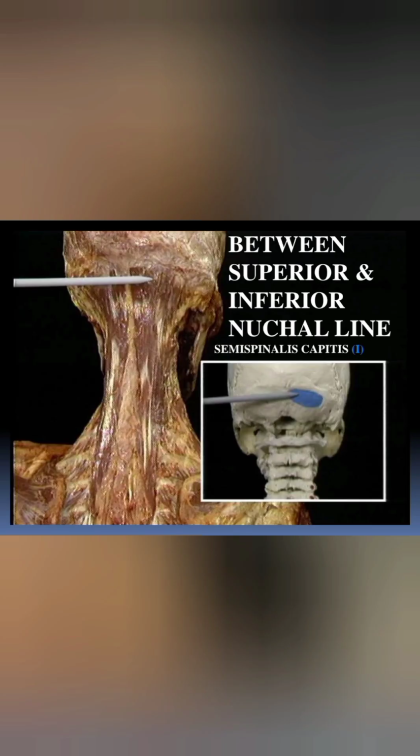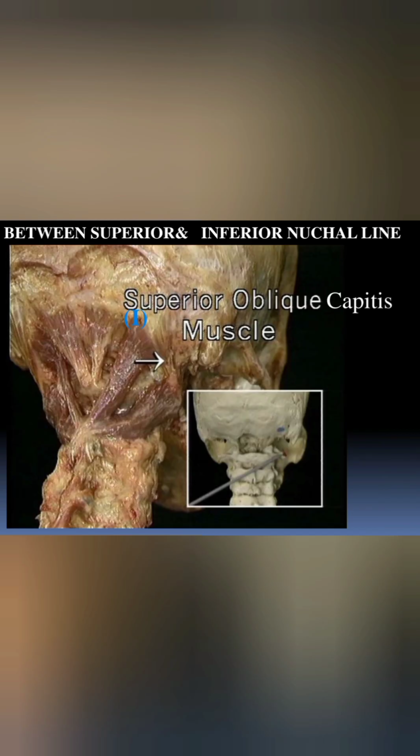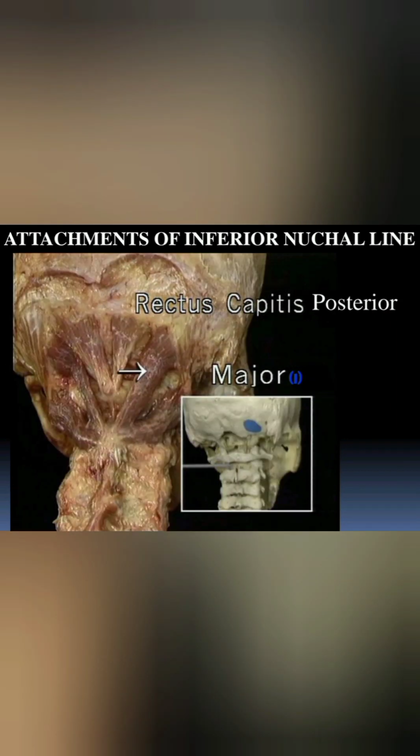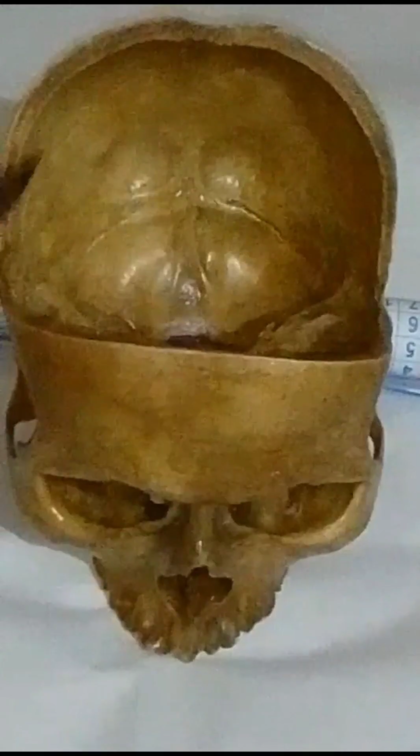Area in between the superior nuchal line and inferior nuchal line gives insertion to the semispinalis capitis. Superior oblique capitis muscle is also inserted in the same area. Rectus capitis posterior minor is inserted to the inferior nuchal line. Rectus capitis posterior major is also inserted to the inferior nuchal line.